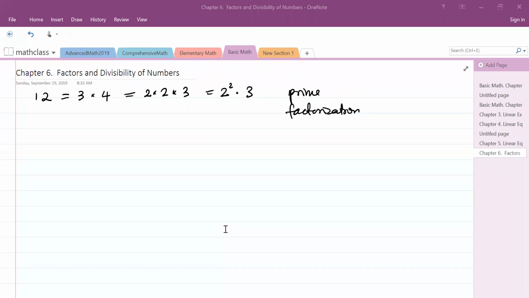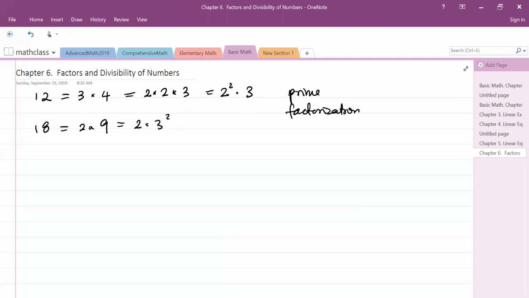Right, so the next problem, for example, 18. First step, we know that it's 2 times 9. 9 is 3 squared, so we simply write 3 squared. So 2 and 3 are prime numbers. That's called the prime factorization.